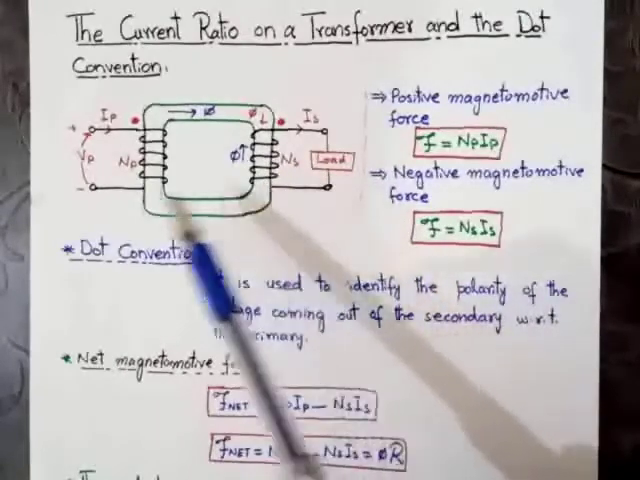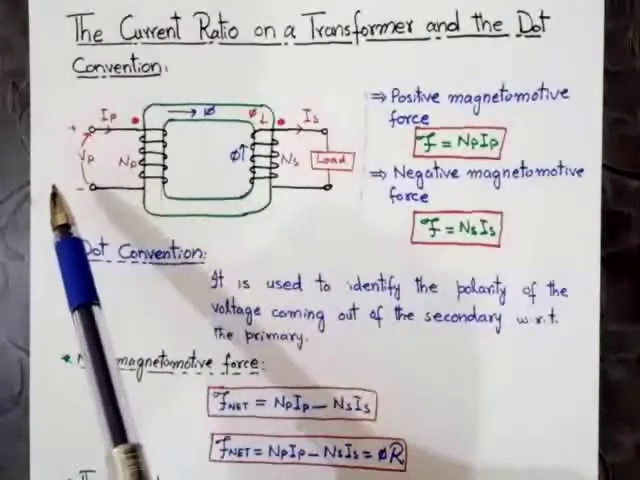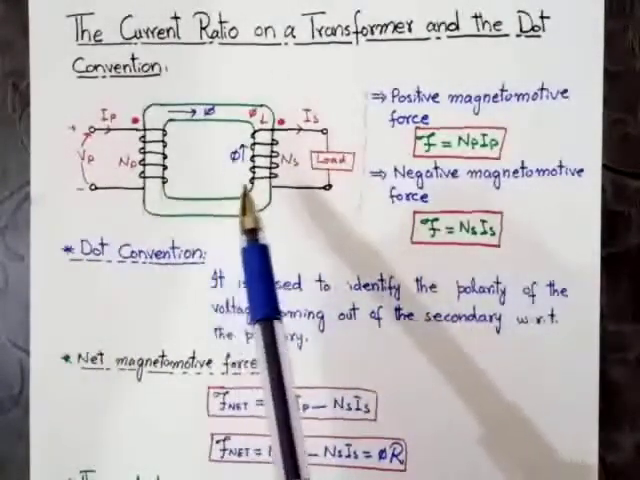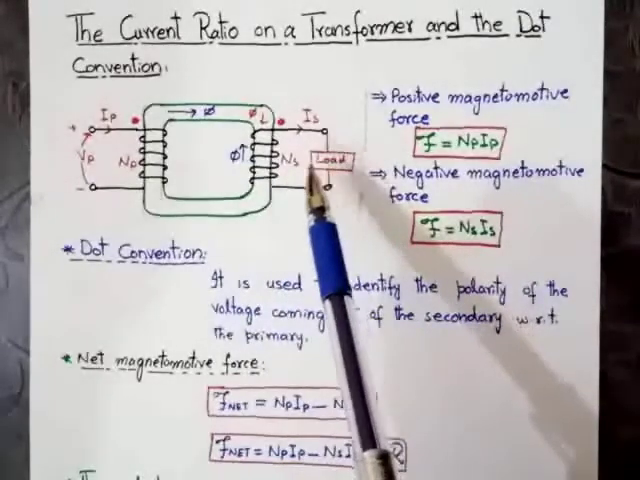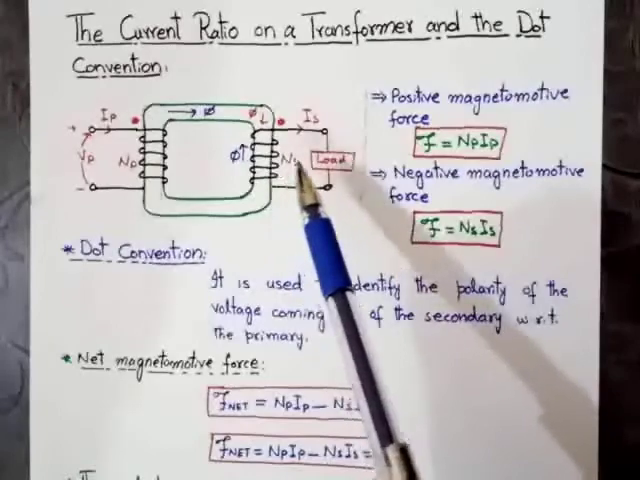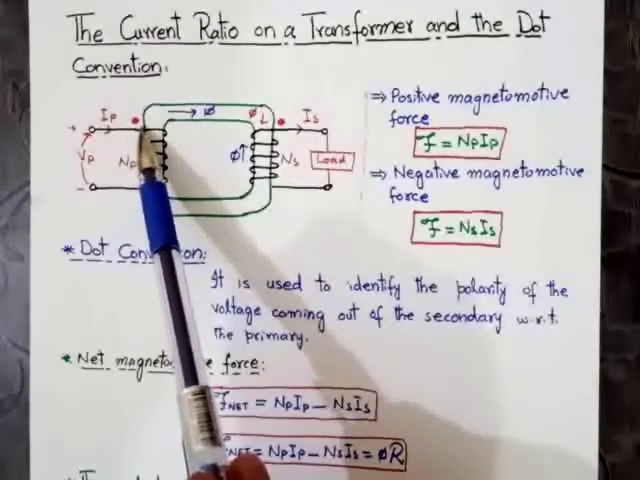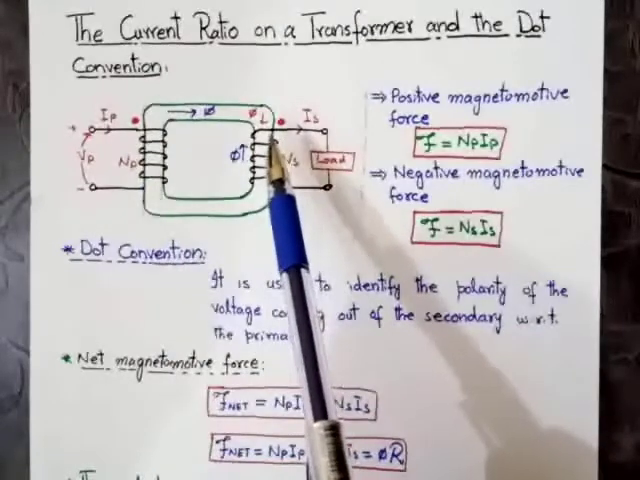As you can see in this figure, the primary circuit is connected with the power source and the secondary circuit is connected with the load. Now, as you can see in this figure, there are two dots. This is dot number 1 and this is dot number 2.